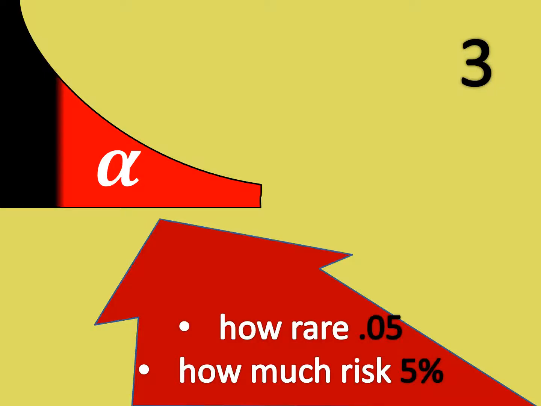Thus, for an alpha of 0.05, we can say that our result has to have less than a 0.05 probability of occurring under the null hypothesis before we will call it significant. And we can also say that we are willing to take a 5% risk of erring in a conclusion to reject the null hypothesis.